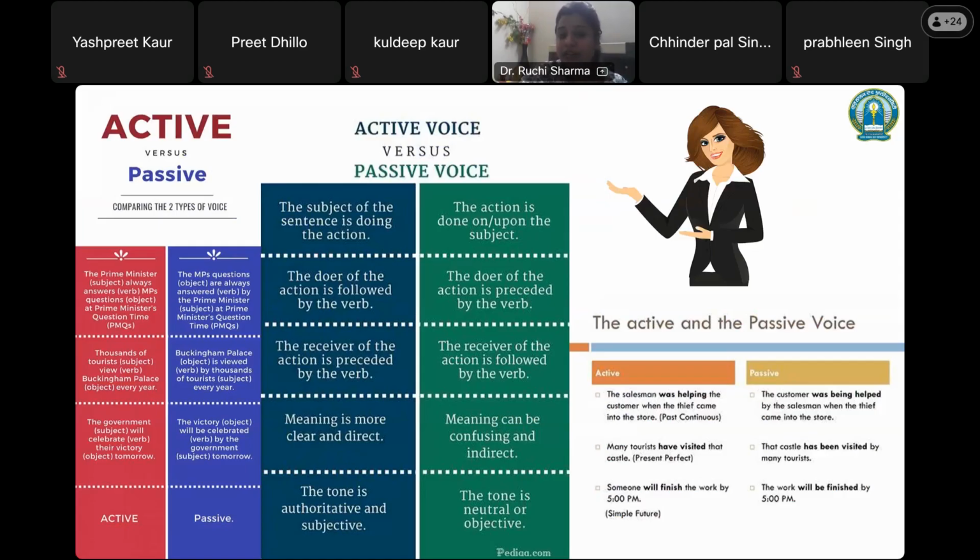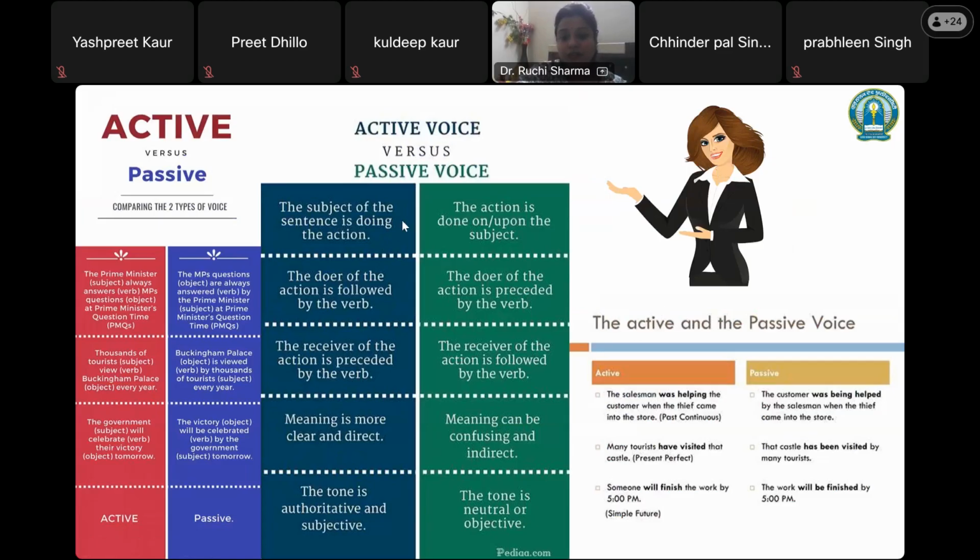Meaning is more clear and direct in active voice, and hence we say that you should try and write in active voice as much as possible. But meaning can be confusing and indirect in the passive voice. Mostly in reported speech and in report writing, you end up using passive voice. Okay. So the tone is authoritative and subjective if you're using active voice, while the tone is neutral and objective when you are writing in passive voice.